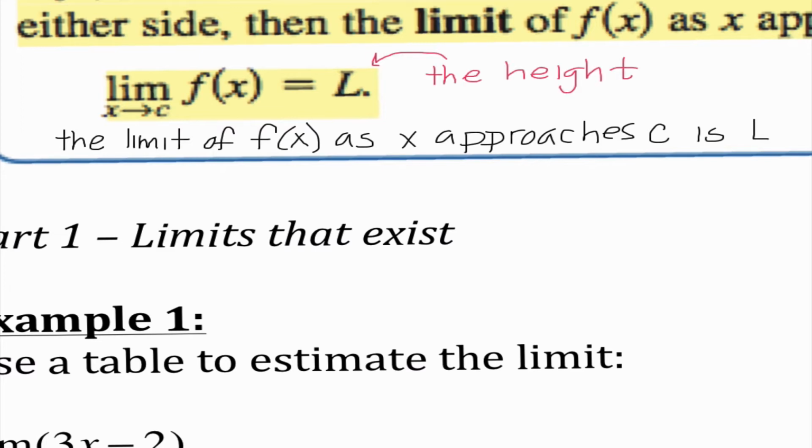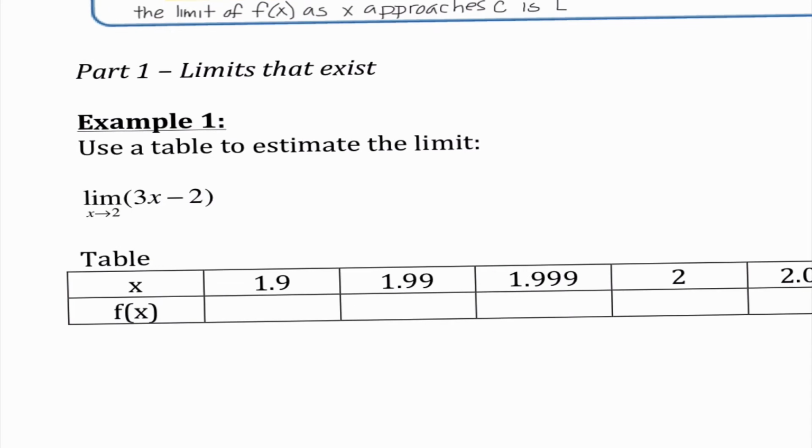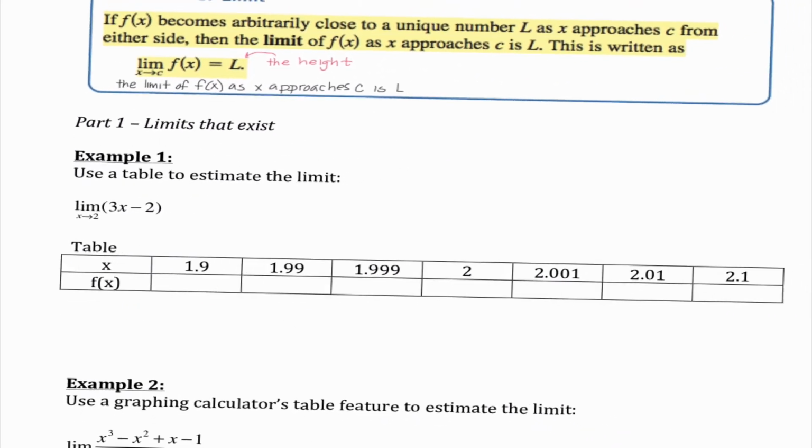Another way to think of a limit is that we're trying to figure out what is the height as we approach a specific x value. We're really looking for the height of the function, not at that specific value, but as we approach that value, and that's kind of the weird thing. So we're going to start here with limits that exist.